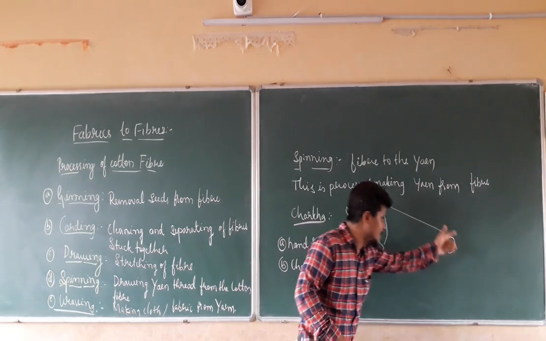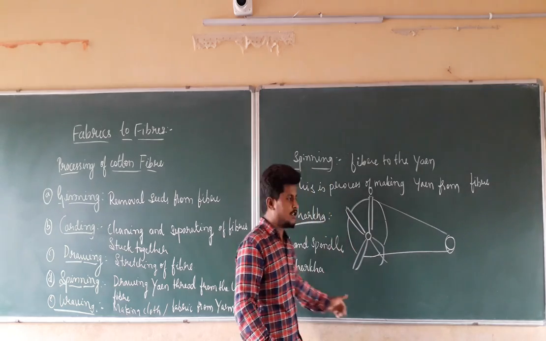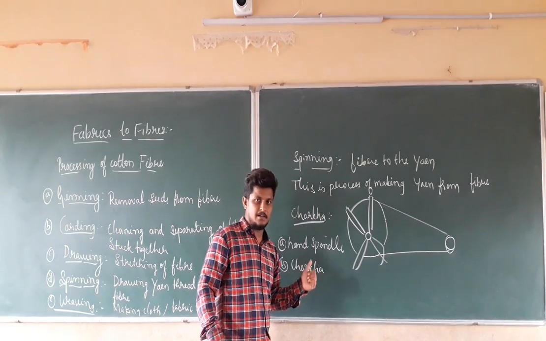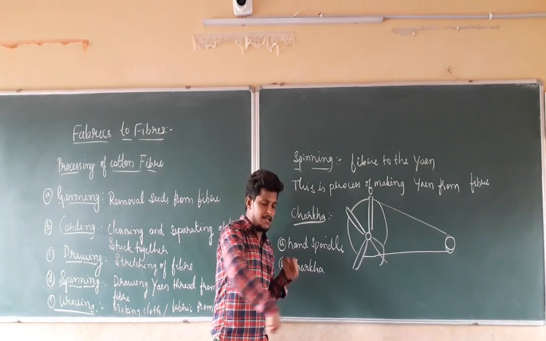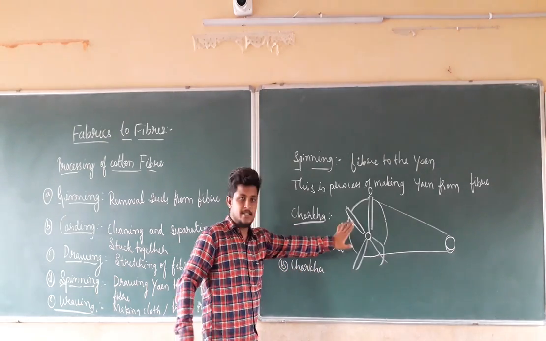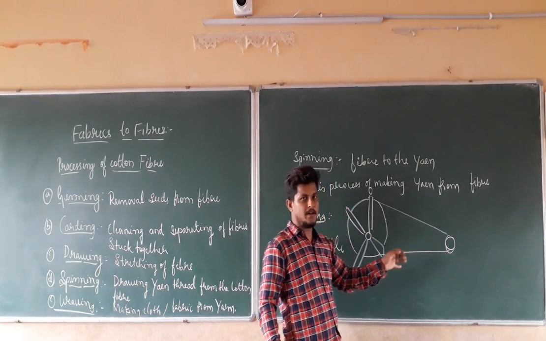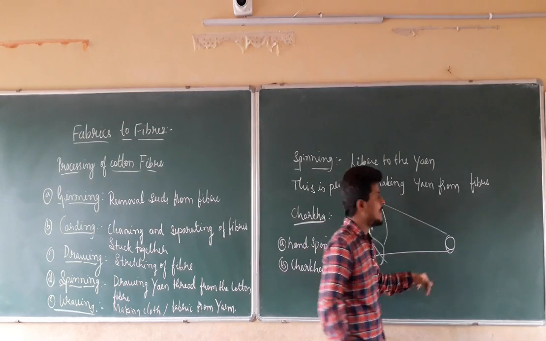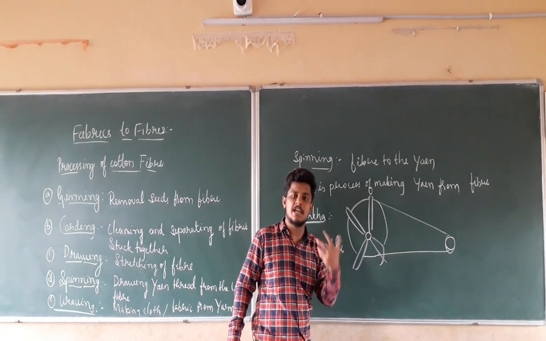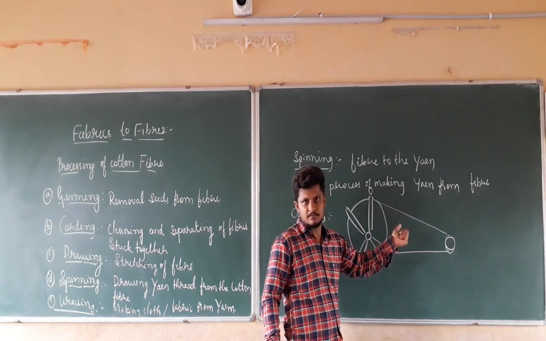So by this continuous process, there is the production of yarn or thread from this charka. The hand spindle is going to rotate this charka. And what is the work of the charka? The charka is going to pull every fiber which is present here and convert that fiber into the yarn. That is nothing but the thread only.